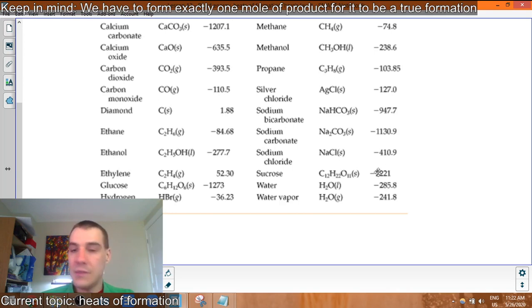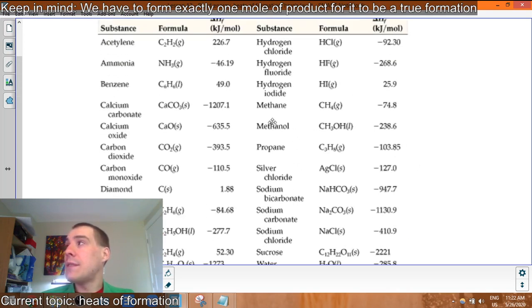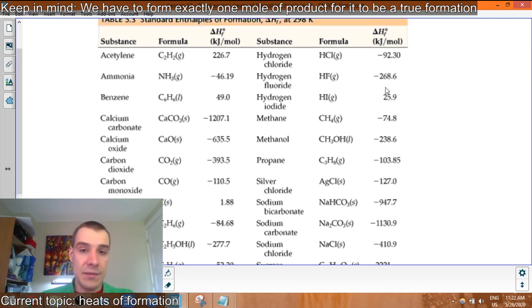And sucrose has a negative heat of formation. It's more common to have a negative one, but sometimes it's positive. So hydrogen iodide is an example of one with a positive heat of formation, and benzene has a positive heat of formation as well. Going from hydrogen plus iodine to hydrogen iodide, for 1 mole of this, you would have to put in 26 kilojoules per mole.